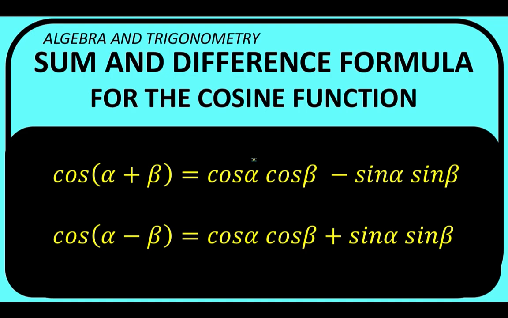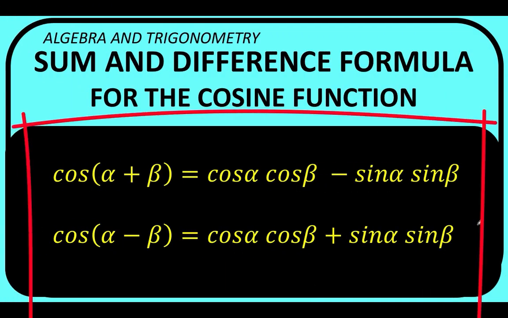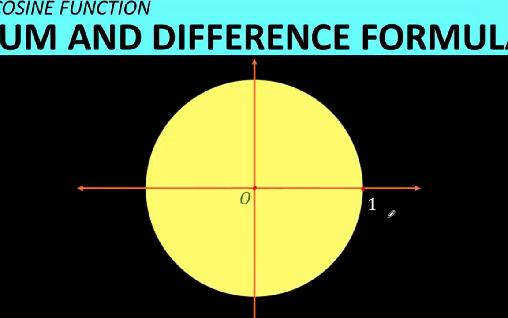Hey everyone, let's derive the sum and difference formula for the cosine function. These are the two identities that we are going to derive using this unit circle. In the unit circle O, the radius is given to be 1 unit. And so the coordinate of this point, let's call it point B, is (1, 0), where the x coordinate is 1 unit and the y coordinate is 0.